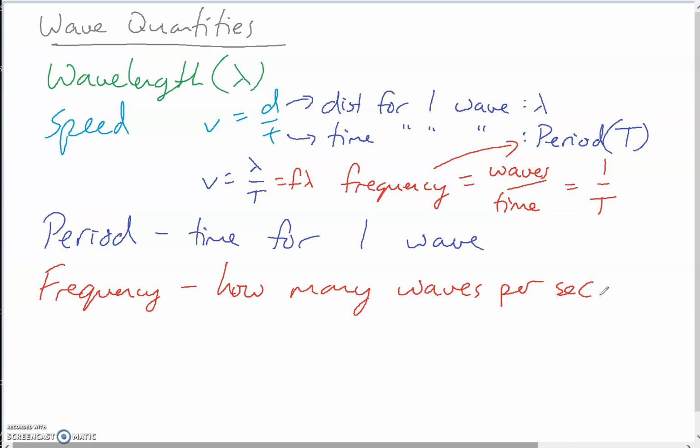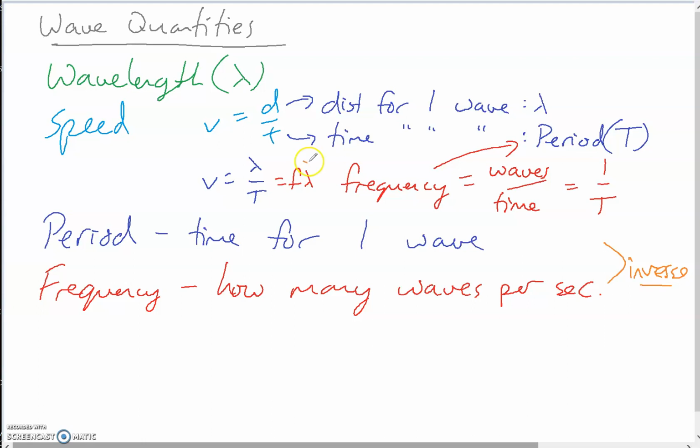So these two are inverses of each other. These guys right here, those guys are inverses of each other. Okay, so these are four basic quantities that all waves have, no matter if they're transverse, longitudinal, it makes absolutely no difference. They have them all in common.